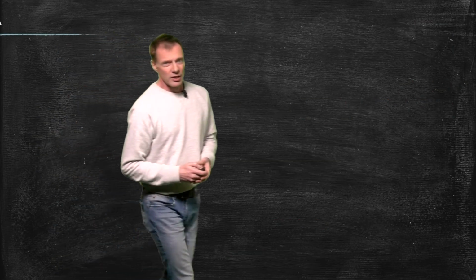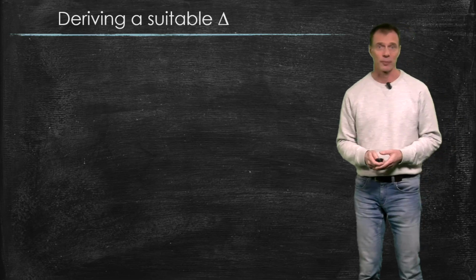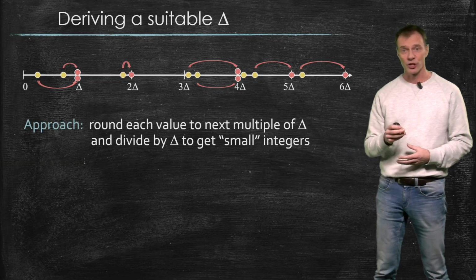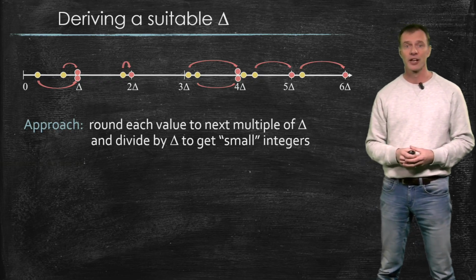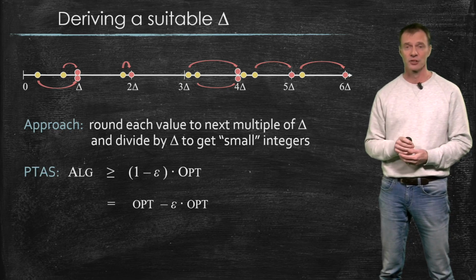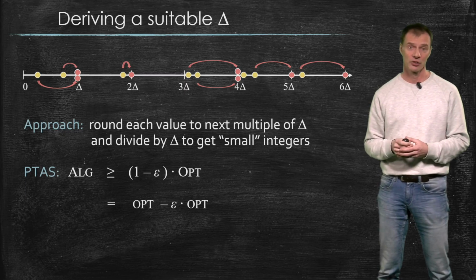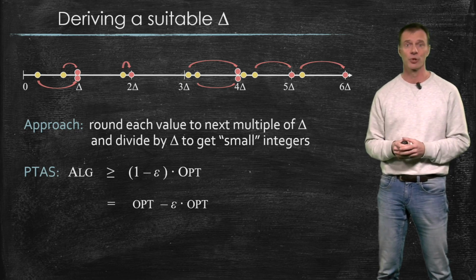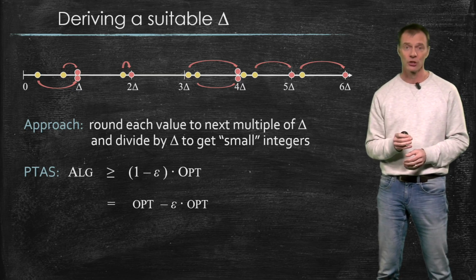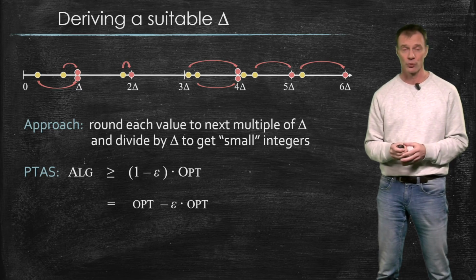Okay, so let's look at how to pick this delta. Remember that the approach we had is that we round everything up to the nearest multiple of delta, and then after that, we divide by delta. Remember that for a p-TAS, the approximation that we want to get has an error term that depends on some epsilon. In particular, given an epsilon for a maximization problem, we want the value of our algorithm, alg, to be at least 1 minus epsilon times opt. Or in other words, opt minus epsilon times opt.